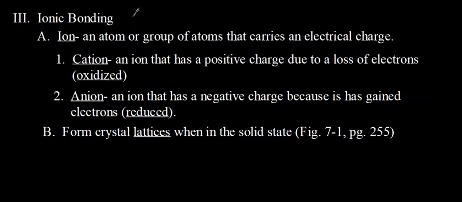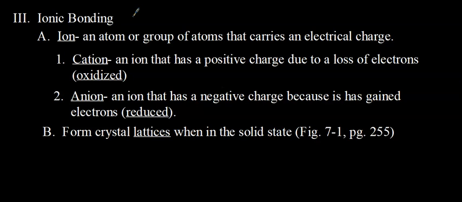All right, some more with ionic bonding. First of all, an atom or group of atoms that carries an electrical charge is called an ion. There are 2 types: cations and anions. Cations are positively charged ions. They form when an atom loses electrons, or when an atom is oxidized. Anions are negative ions, and they have a negative charge because that atom has gained electrons or has been reduced.